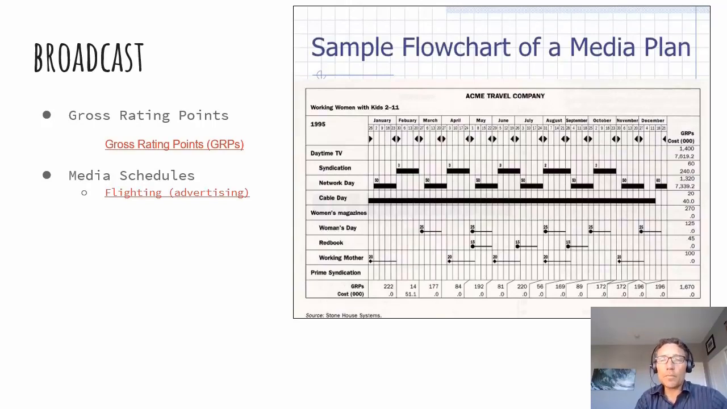But if you look at this media plan, you can see, okay, well, they're going to be running some syndicated TV, some network day TV, cable. They're in some of these different women's magazines. So it looks like they're going after women. And at the very bottom there, it gives you the GRPs. And on the far right, it also gives you the GRPs by media platform.